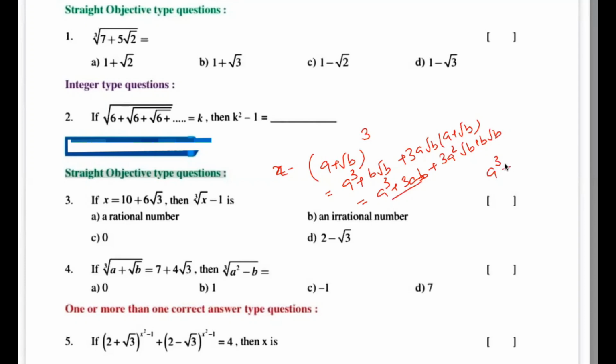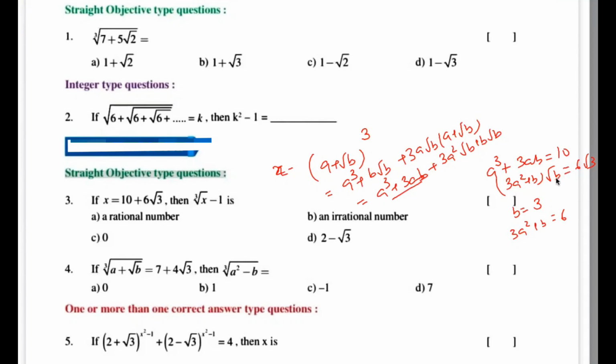A cube plus 3ab equals 10. And when we are comparing this, we are getting 3a square plus b common, and this root b is equal to 6 root 3. So when we are comparing, we can say that b is actually 3, and 3a square plus b is actually 6, right? We'll try putting the value of this over there and see whether this will make sense or not.